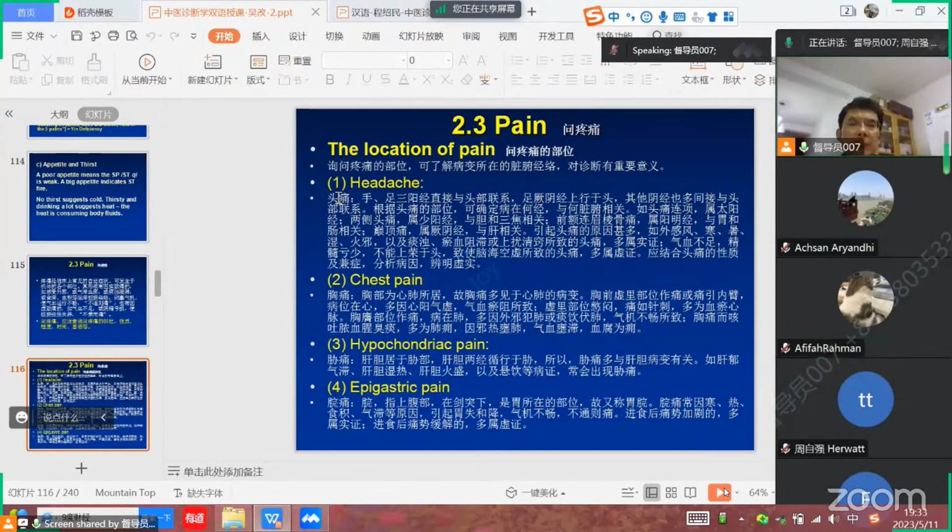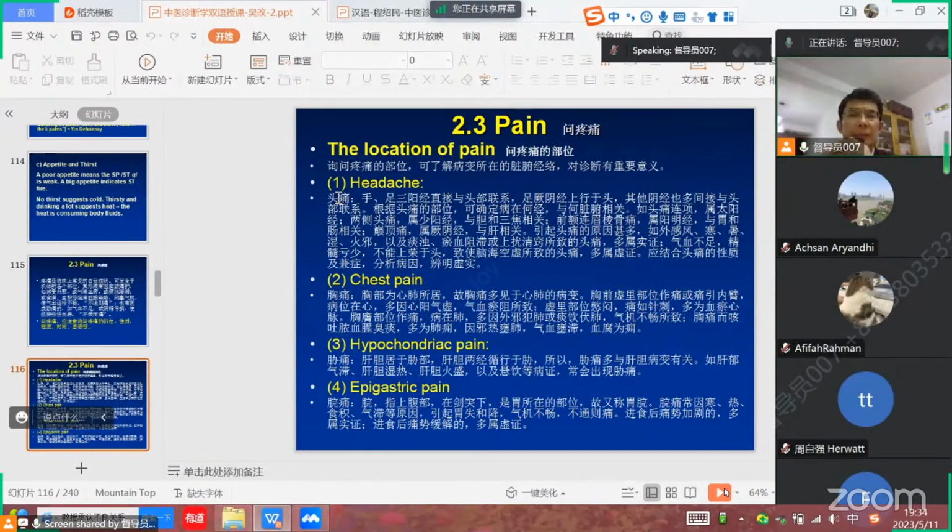Yes, because the liver and gallbladder are distributed here, and the meridians of the liver and gallbladder also go around this area. So when there is a disease, liver disease or gallbladder disease, even the meridians of the liver and gallbladder also give rise to different kinds of pain in this area.